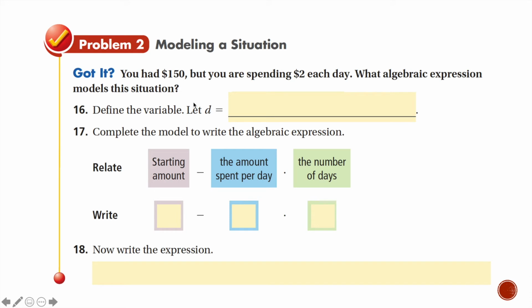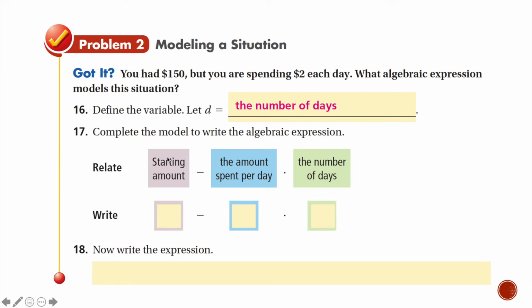You had $150, but you are spending $2 each day. Write an algebraic expression that models this situation. We need to figure out one thing, and that is, what does the variable stand for? So we're going to let d equal something. And normally we let the variables kind of look like what it's supposed to stand for. So for me, I'm going to let d equal the number of days. D for days. Complete the model to write the algebraic expression.